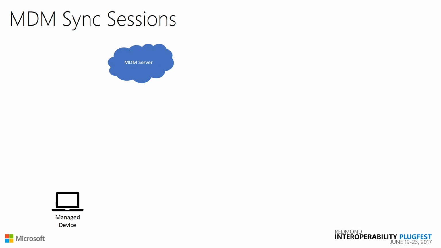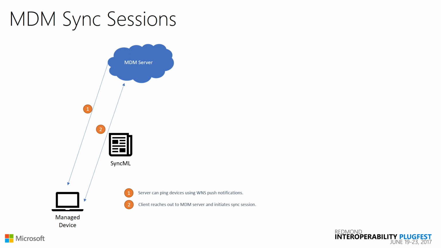For MDM sync sessions, what happens is, as a device, I've registered it with MDM. I've then established this connection. I have a device certificate, but how does this exactly work? So I have this managed device, and I have an MDM server. First, the MDM server can push down a WNS push notification onto my device. And what will happen is the device will wake up and know that, okay, I just got pinged by an MDM server. I now need to wake up and reach back out to the MDM server to see if there are any updates or any policies or new payloads that I have to pull down. And this communication happens over SyncML.